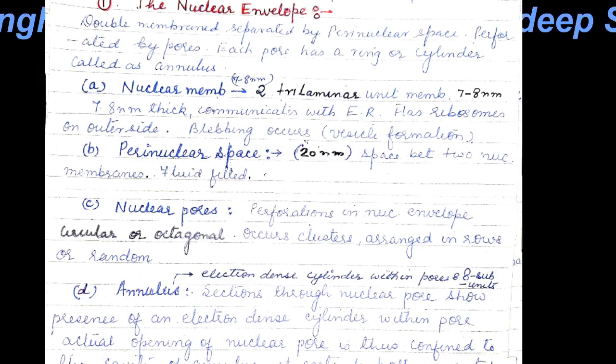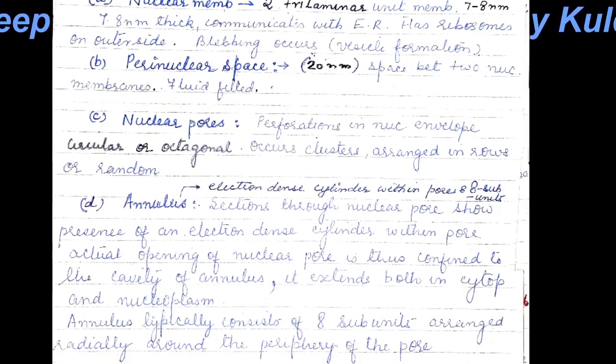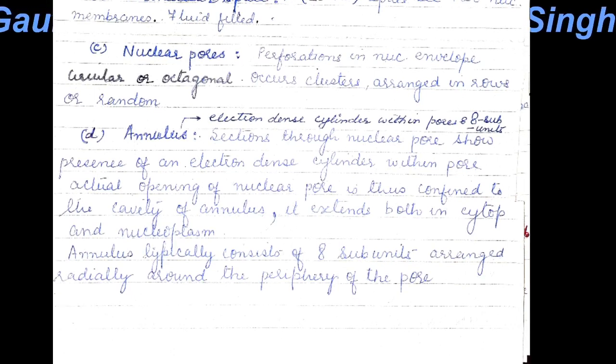The nuclear pores contain the annulus, which is an electron dense cylinder within the pores. It has 8 subunits. If we cut a section through the nuclear pore, it shows the presence of an electron dense cylinder within the pore. The actual opening of the nuclear pore is thus confined to the cavity of the annulus. This annulus extends on both sides of the nuclear membrane, that is towards the cytoplasm and nucleoplasm as well. The annulus consists of 8 subunits, as I have told you, arranged radially around the periphery of the pores.